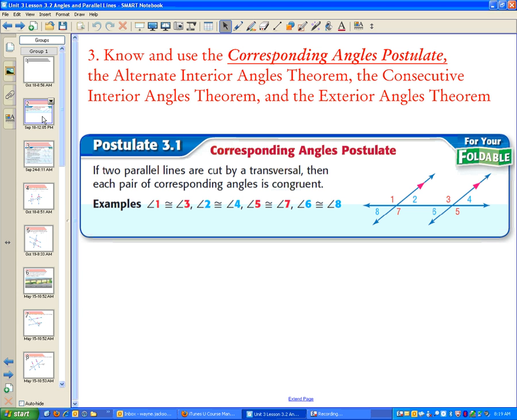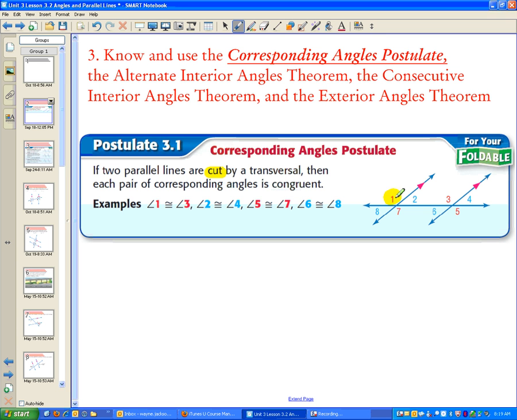It says, if two parallel lines are cut by a transversal. Now, in geometry, we like to use this word cut. It means intersected by. Okay? Cut means intersected by. So if two parallel lines are intersected by a transversal, then each pair of corresponding angles is congruent. All right, since there are four pairs of corresponding angles, there will be four pairs of congruent angles.